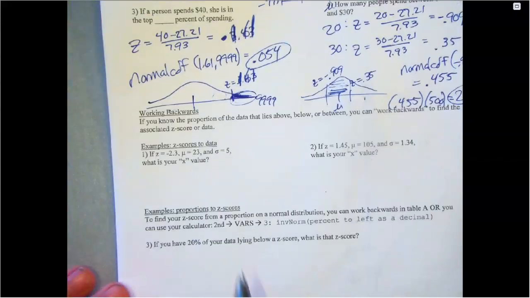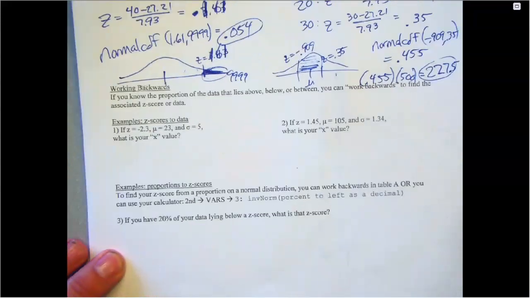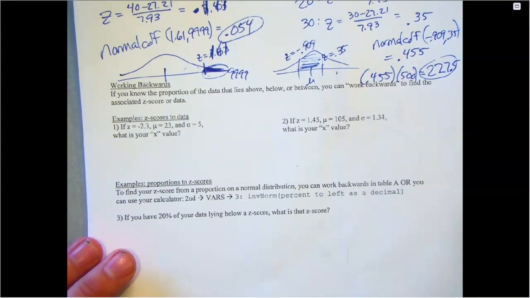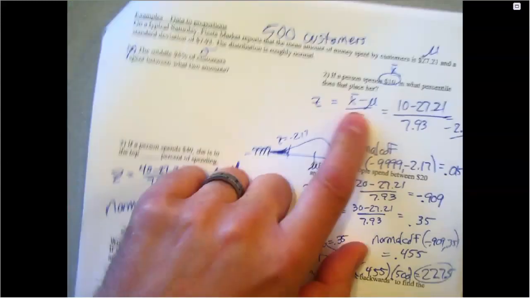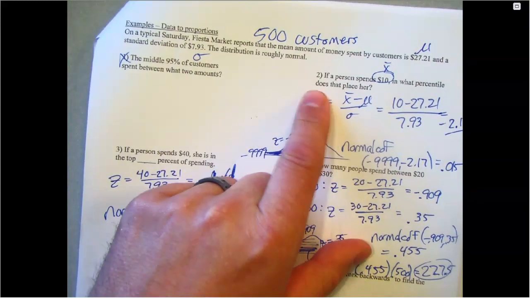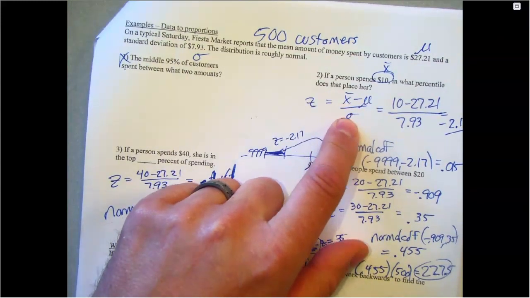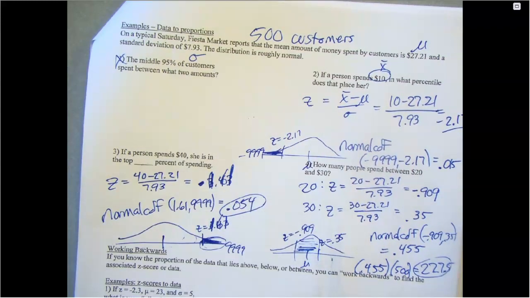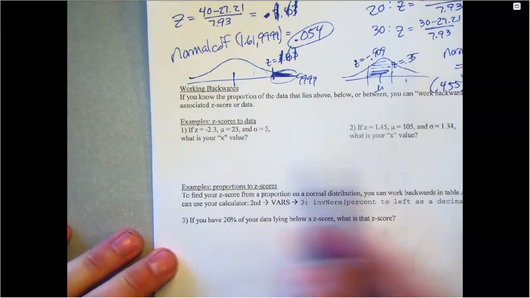Alright, number 1, on the next part. The z-score formula has 4 variables in it: z, x bar, mu, and sigma. That's just algebra. I should be able to give you any 3 of those things, and you can find the 4th one just by cross multiplying or some algebra. So these are just practicing that.